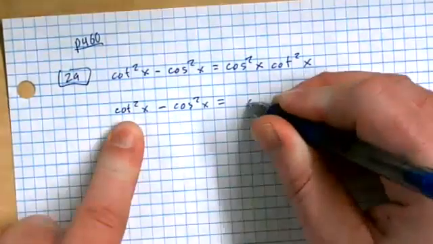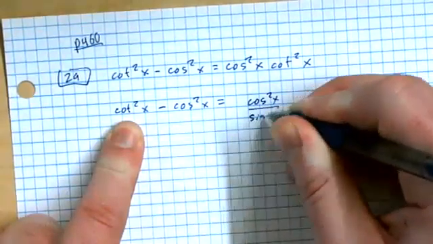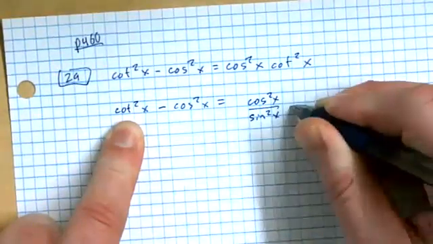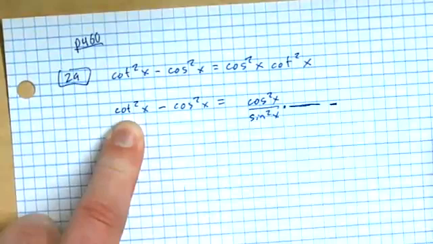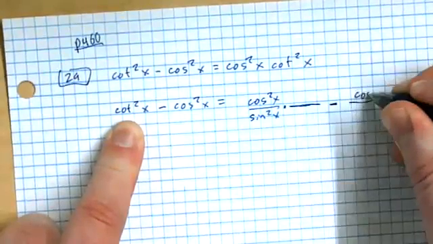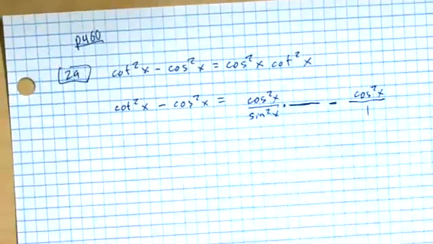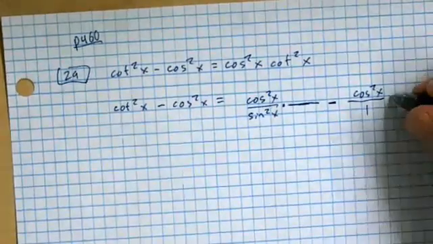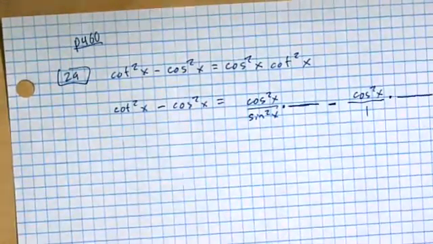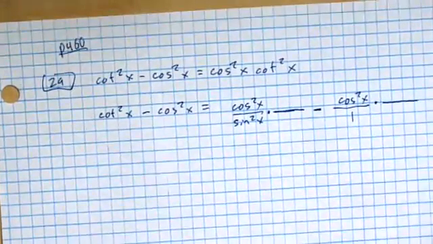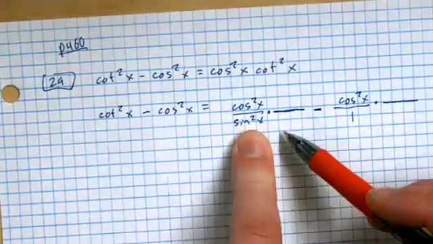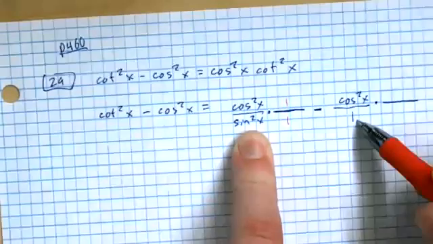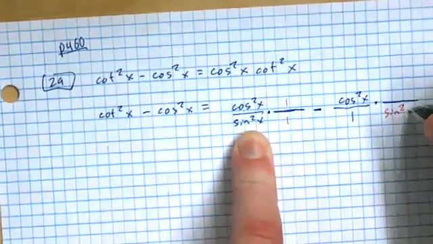So cotangent squared is cosine squared over sine squared. And then minus, I'll leave some space here for my magical 1 I'm about to multiply that by. And then I've got cosine squared x over 1. So trying to get a common denominator. This one has a sine squared x in it. This has a 1 in it. I guess we can just leave that alone. This one needs a sine squared x in it, so I'm going to multiply by a version of 1 that's got sine squared over sine squared.